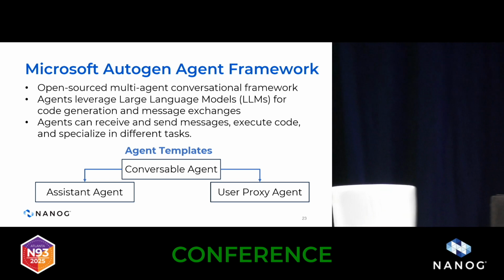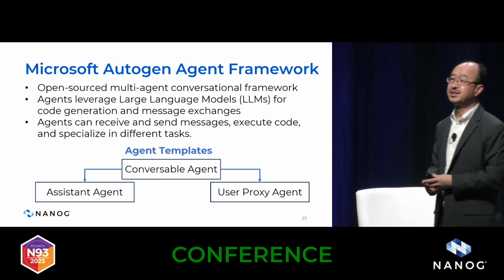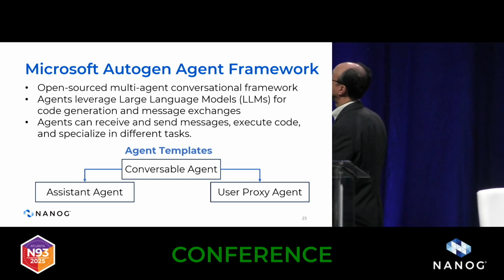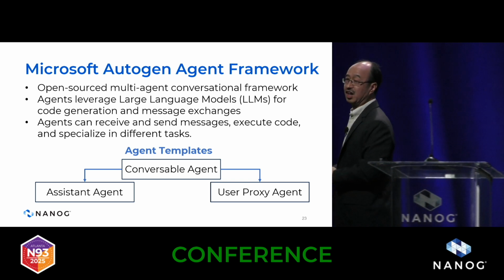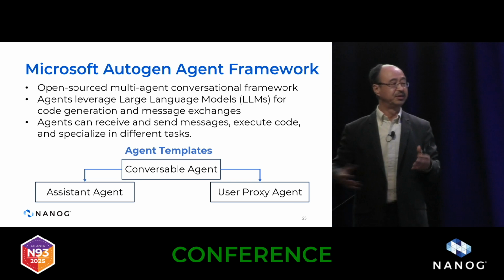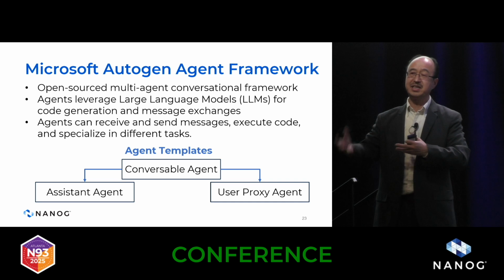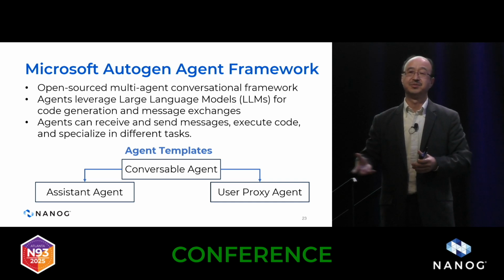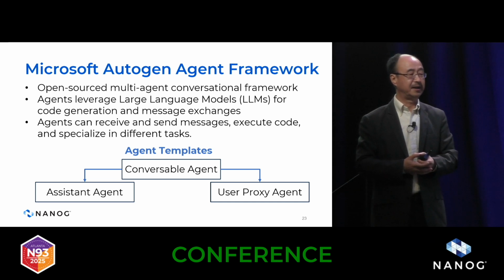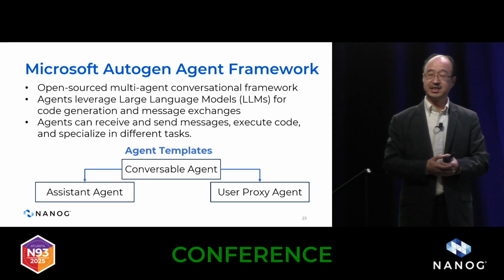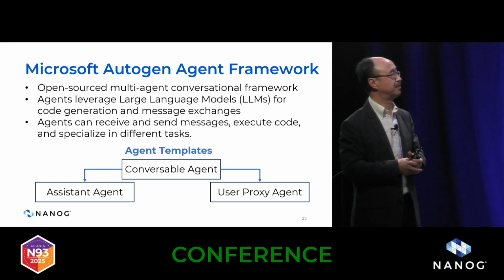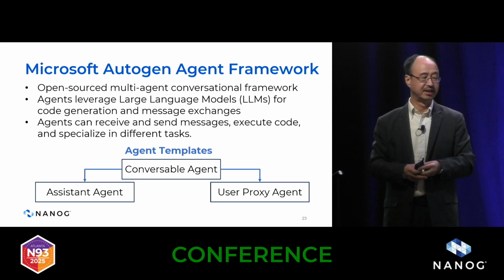Microsoft AutoGen is an open source multi-agent conversational framework. Agents use large language models to generate code and exchange messages. They can execute the script that the agents write. And agents can receive and send messages, execute, like I said, and they can specialize in different tasks.